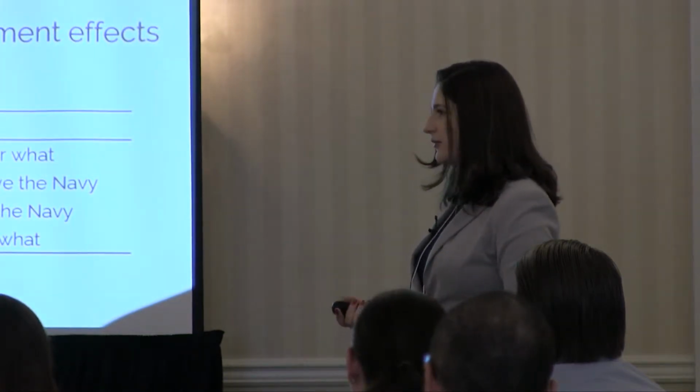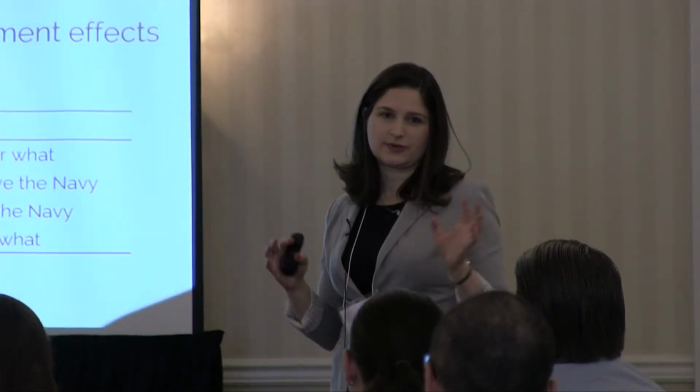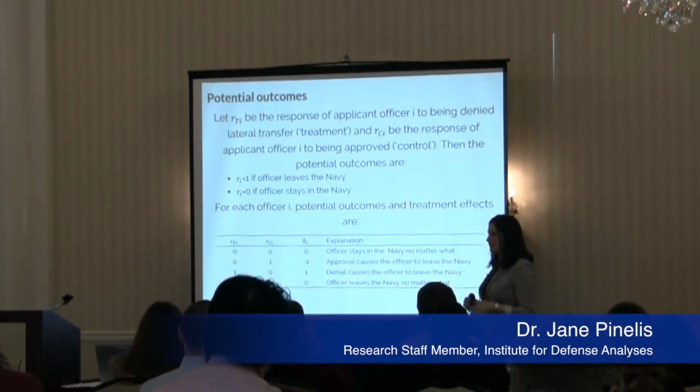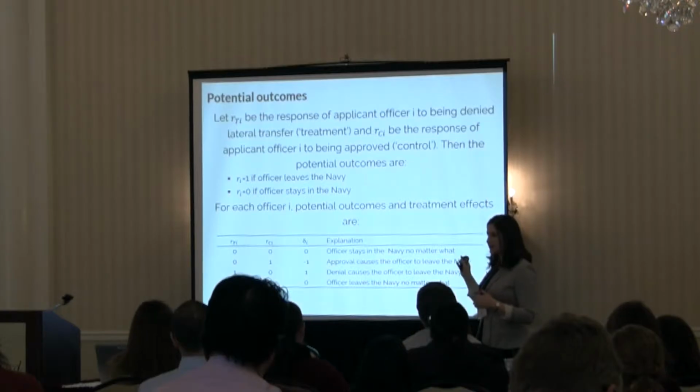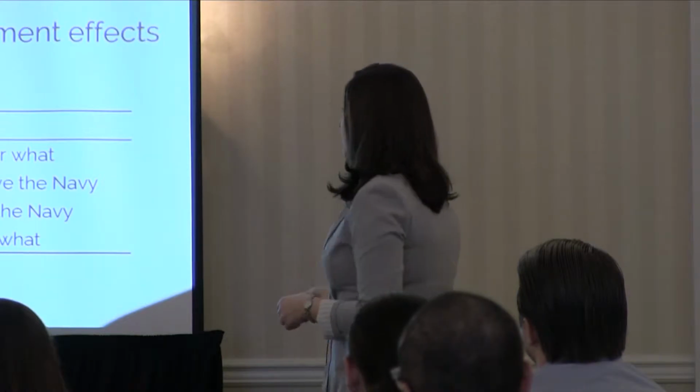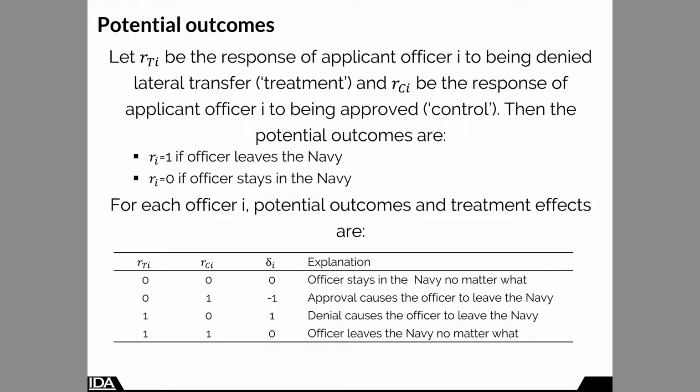And so following Cochrane's foray into observational studies in the 60s, in the 70s, we saw the development of a philosophy called potential outcomes. And that's what a lot of observational studies theory is based on now, this concept of potential outcomes. So it looks a little mathy, but really just consider each officer that could be exposed to treatment, denial, or could be in the control group if they get approved. That officer has two potential reactions to each treatment, right? That officer can leave the Navy or stay in the Navy.